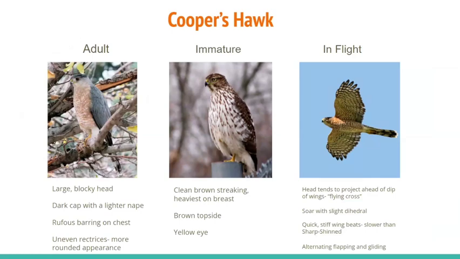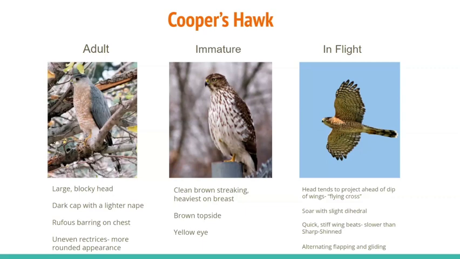perched or in flight. Immature Cooper's hawks have very clean streaking as opposed to the kind of messier streaking we saw in the Sharpie. It almost looks like these perfect little teardrops running down its chest and down to its flanks. They also have that brown topside and yellow eye as well.